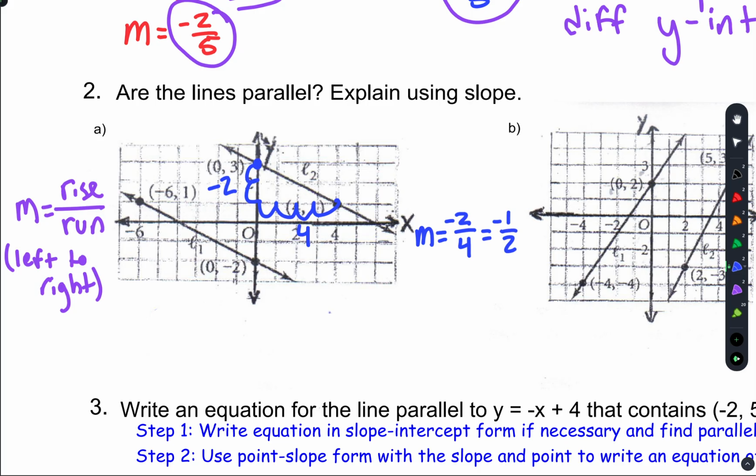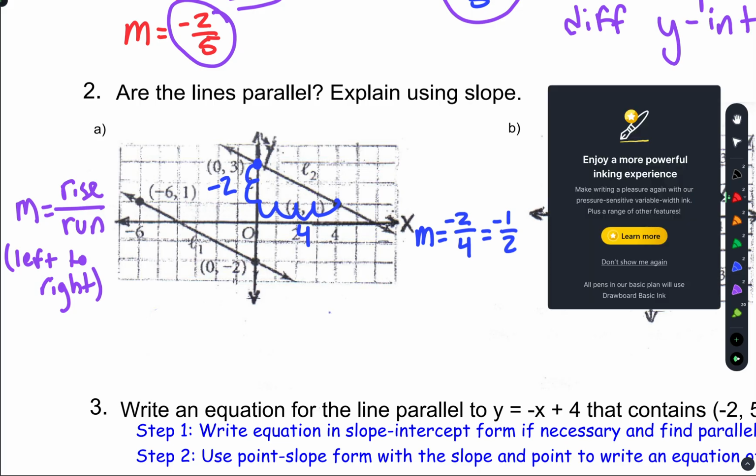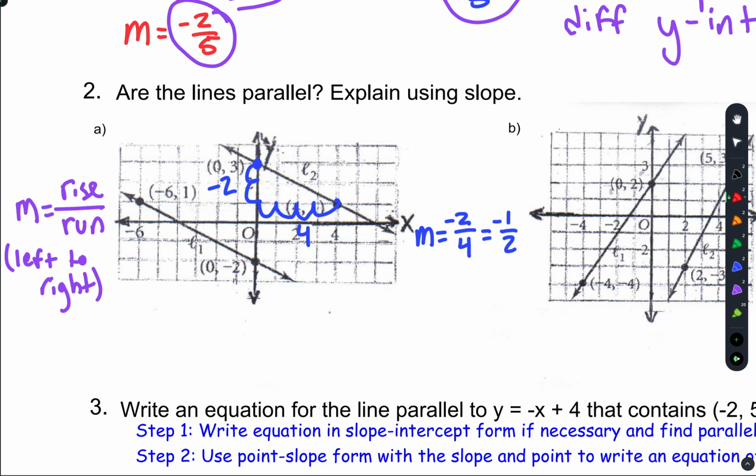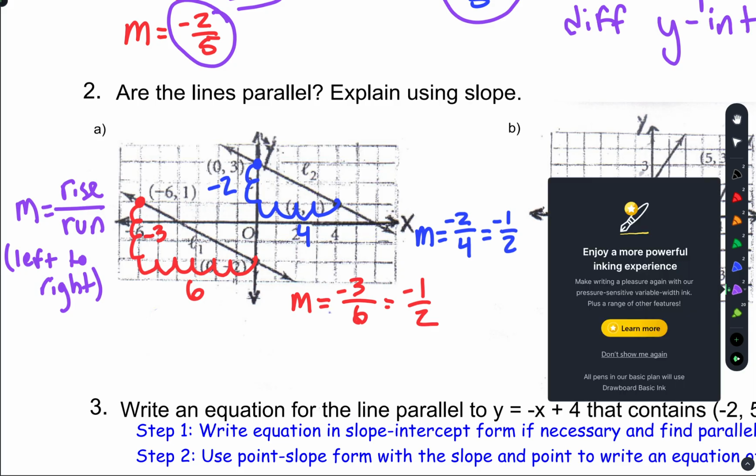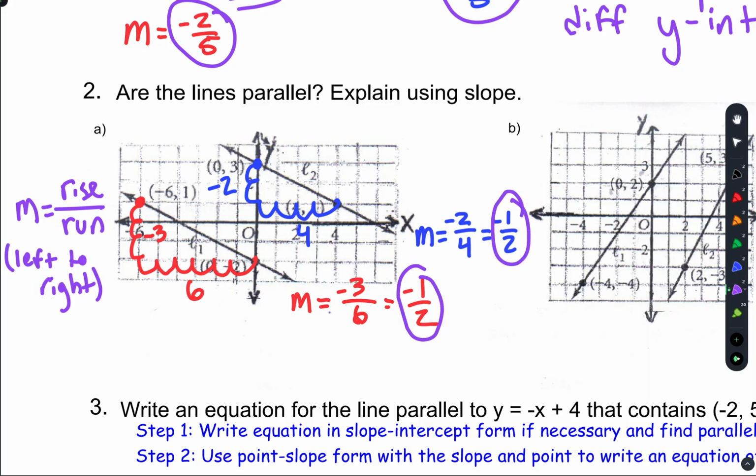You see how we did that? I'm going to do the same thing for the other one. I'm going to count from the left point down 1, 2, 3, over 1, 2, 3, 4, 5, 6. The slope of this line is negative 3 over 6, or negative 1/2. So are these lines parallel? Yes. They have the same slopes, and they have different y-intercepts, so they are parallel.